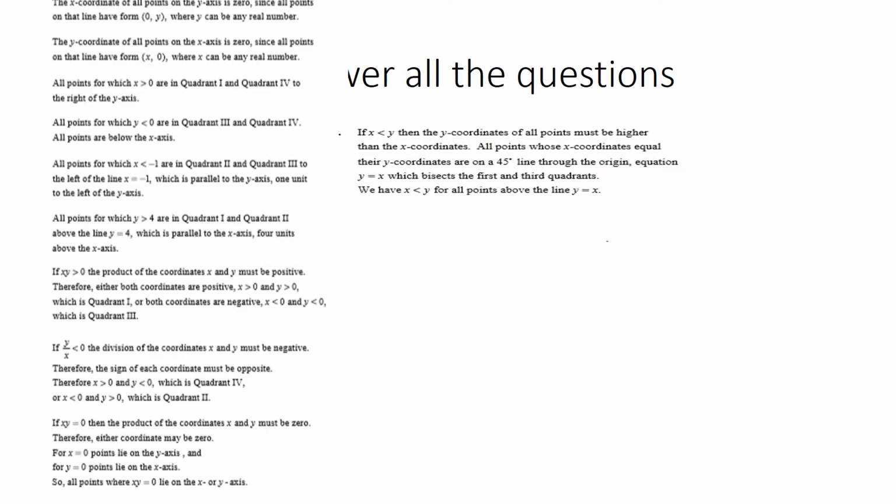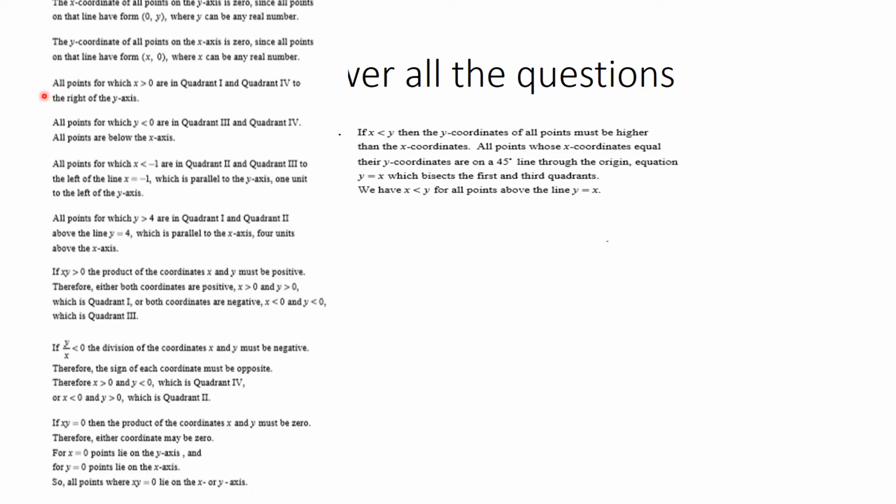Okay, so the first problem says that the x-coordinate of all points on the y-axis has to be 0, since all points on that line have the form (0, y), where y can be any real number. The next one, each of these should be worth like 1 point. The y-coordinate of all points on the x-axis is 0, since all points on that line have the form (x, 0), where x can be any real number. You don't have to say this exactly the same way. Use your judgment about what you said.